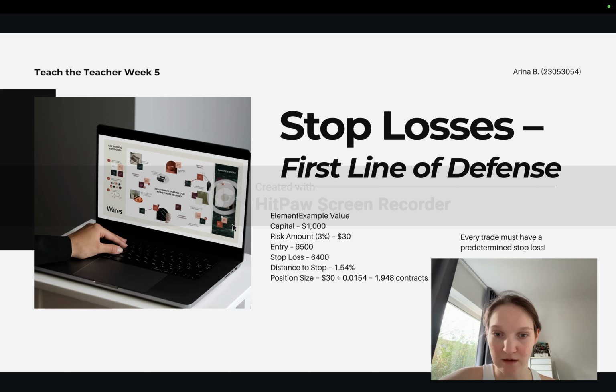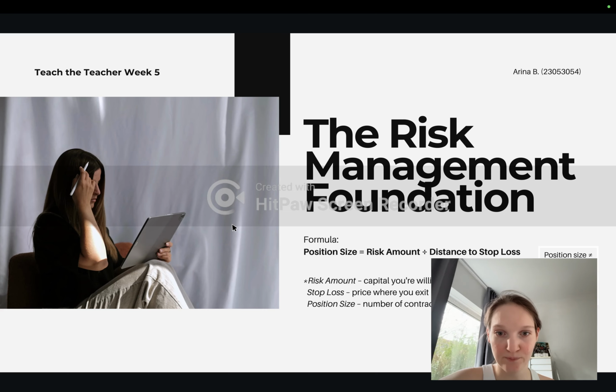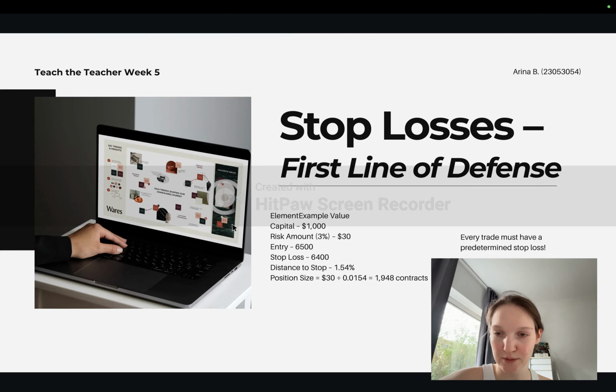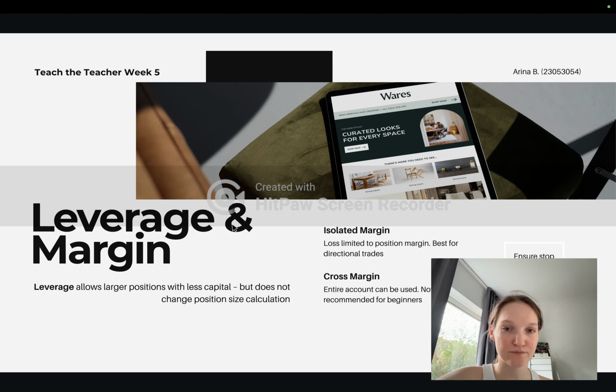So we are calculating now the position size. We are dividing $30 by 0.0154, and we would have 1,948 contracts. So this would be the position size for this trade. And again, the reminder here that the entry trade must have a predetermined stop loss.